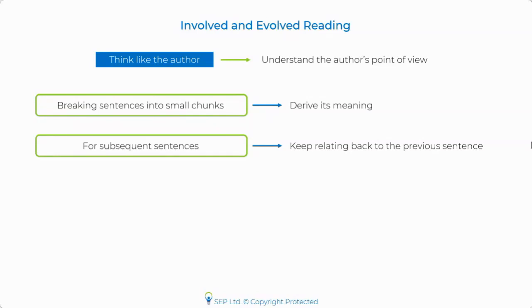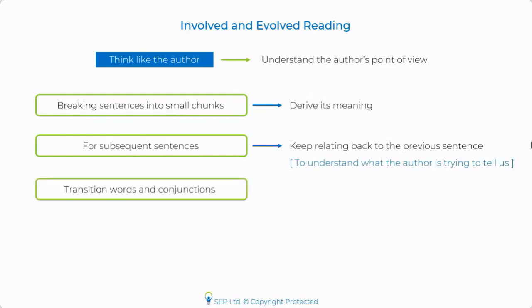So you will get to understand this only when you keep relating back the meaning of one sentence to the other sentence, asking yourself, why is the author stating this here? What is the purpose of putting it here? I'm going to demonstrate that to you in a while. And for understanding the relationship between sentences, transition words and conjunctions are really helpful. Again, we teach you how to utilize the transition words, words like however and because and although and furthermore and moreover, how it helps you to relate meaning. We also teach you that.